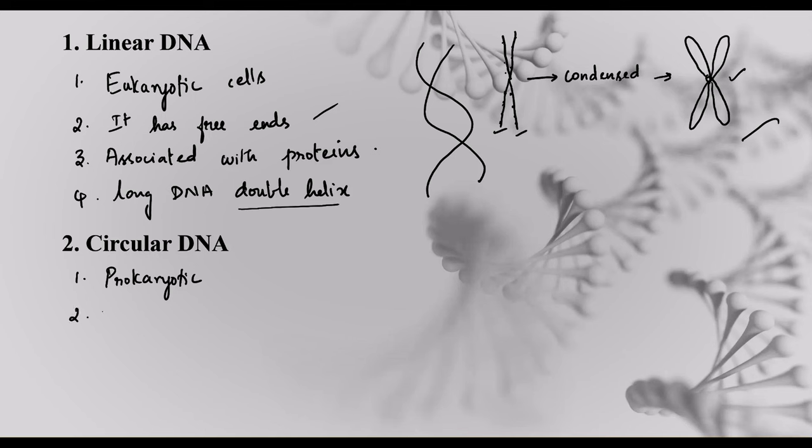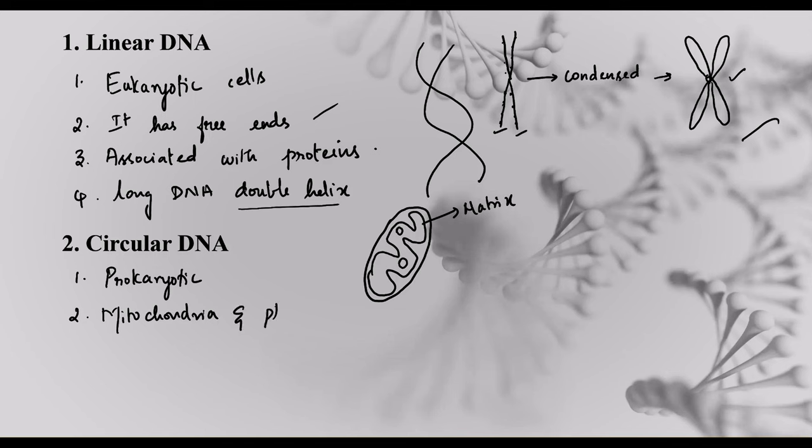If we take mitochondria, let me draw the structure of the mitochondria. It consists of folds. This is the matrix, right? Inside the matrix there will be DNA in circular form. So in eukaryotes, mitochondria has its own DNA. It is also found in plastids in plants. There are three types of plastids, one is chloroplast. The chloroplast has its own DNA, which is in circular form.